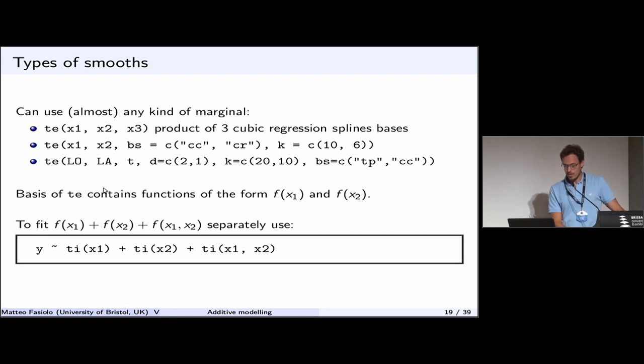If you use the TE constructor, it will by construction contain the margins, so the basis for these marginal effects. If you instead want to fit the effects for these two variables plus the interaction, then you have to use the TI constructor, where you say, I want this margin, this other margin, and the interaction. The difference is mainly in interpretation, and also when you plot it, you will see the margins separately and then the interaction rather than just one two-dimensional function.